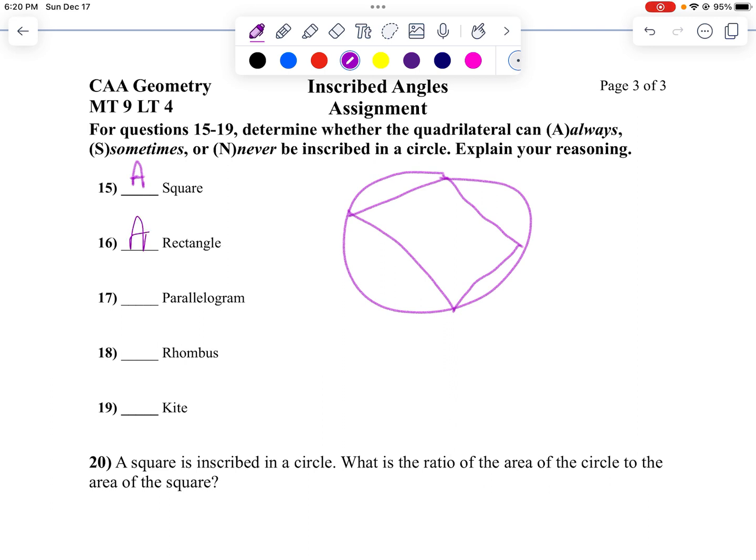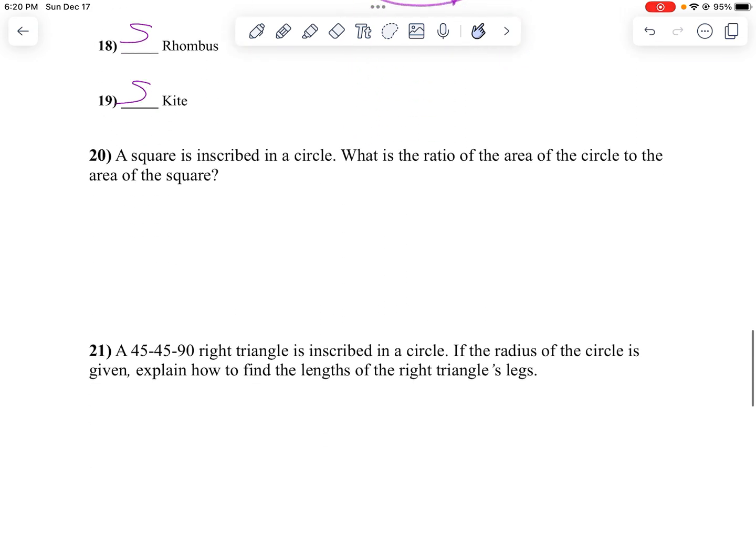How about a rectangle? Once again, always. A parallelogram? Well, no, not just any parallelogram, but if it was a rectangle or a square it would be, so that would be sometimes. The same thing, a rhombus would be sometimes if it's a square. A kite, it could be if the opposite angles are supplementary. There's nothing preventing them from being supplementary, but they don't have to be, so that'd be sometimes.